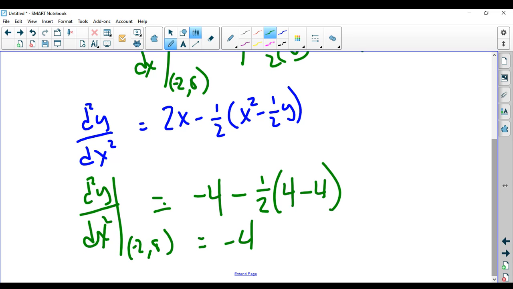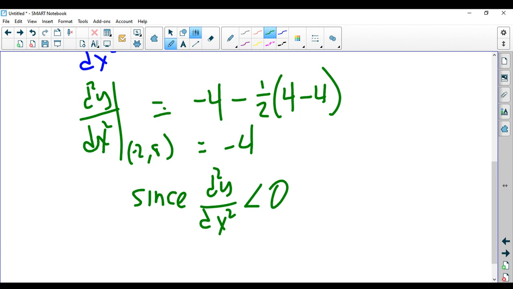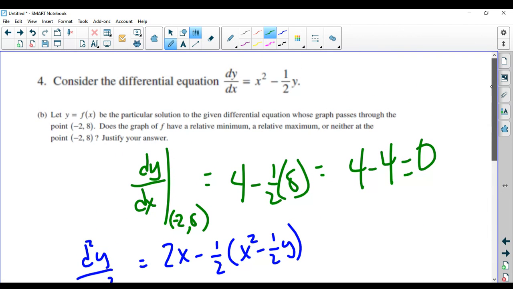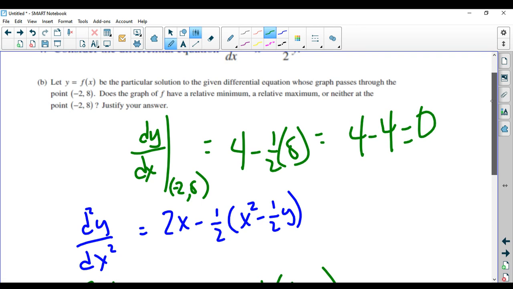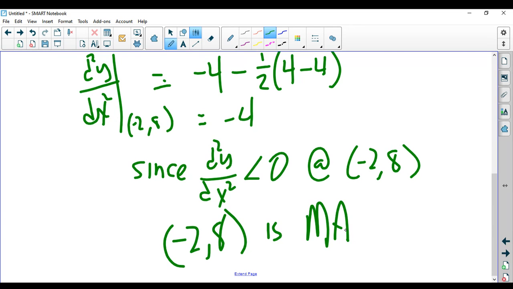So I would write here, just make sure you're justifying your answer: since the second derivative is less than 0 at (-2, 8), that point is a maximum. That's what the second derivative test tells us.